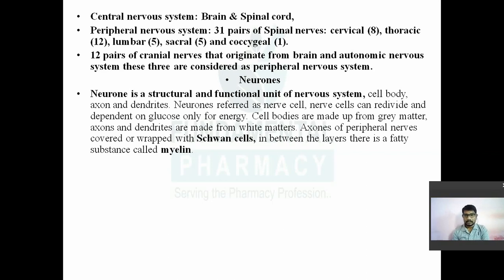Then, axons of peripheral nerves are wrapped with Schwann cells, and in between the layers there is a fatty substance called myelin. That is why the myelin sheath covers the axon part of your neuron. There are two types of neuron: myelinated neuron and unmyelinated neuron. A myelinated neuron has the myelin sheath covering its axon. An unmyelinated neuron does not have a myelin sheath covering its axon.